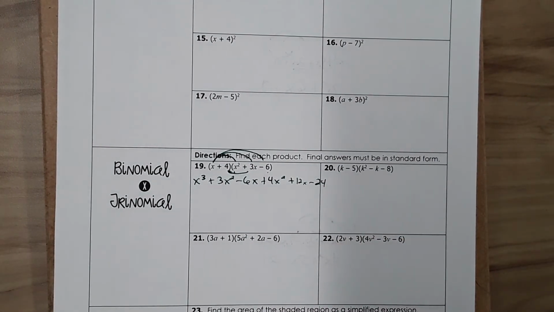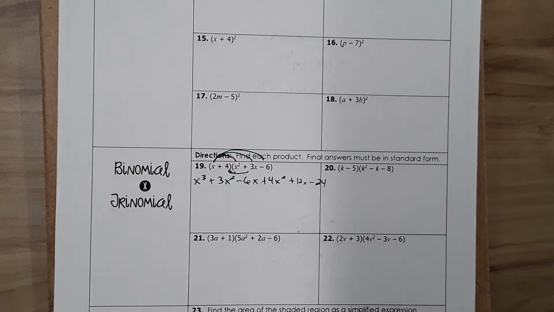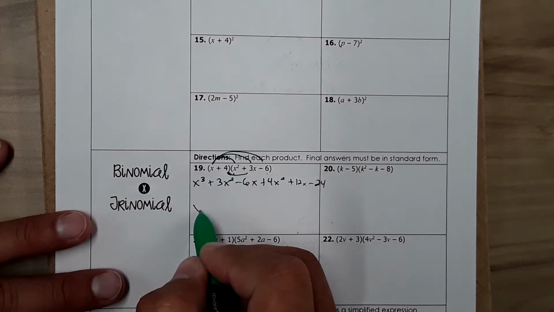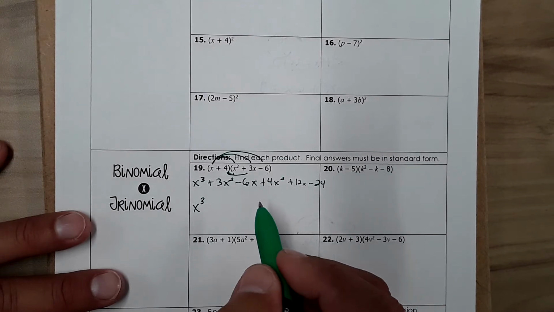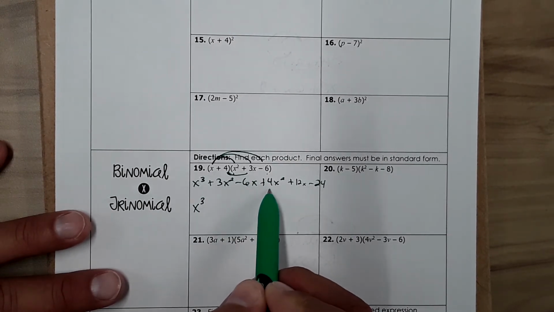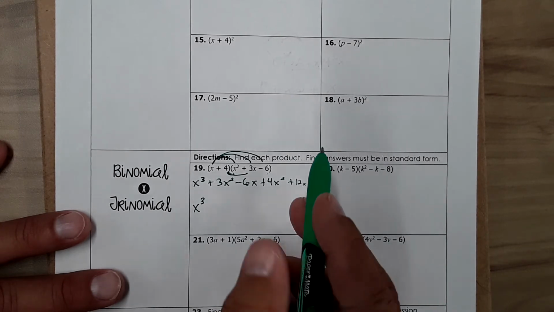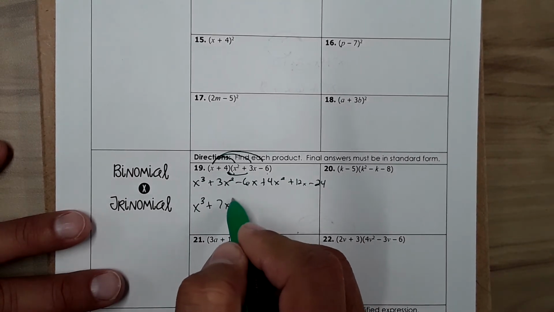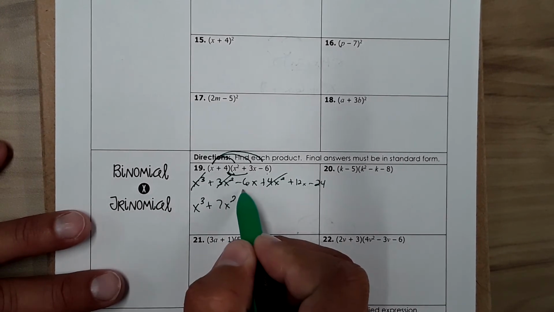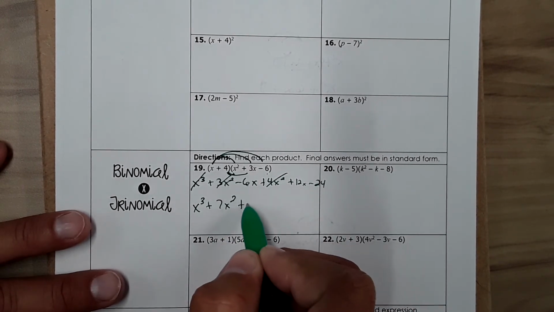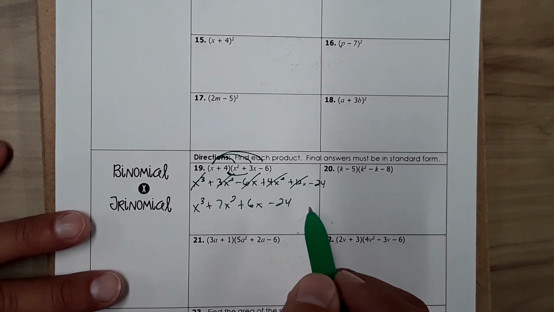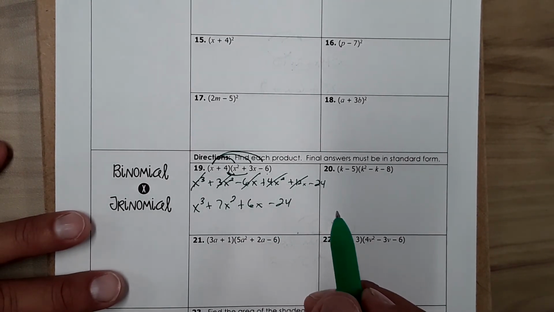And now I'm finished, except I've got some terms that I can add together. The x to the third does not have a like term that I can add to it, so I'm going to leave that there. The squared terms are alike, 3x squared and 4x squared would give you 7x squared. This negative 6x and positive 12x would add together to give you 6x, and then negative 24. And that would be the answer.